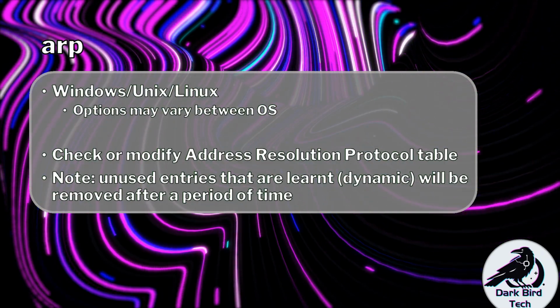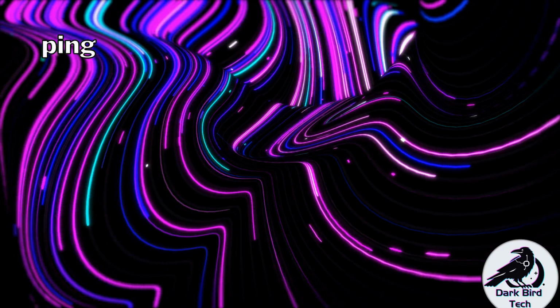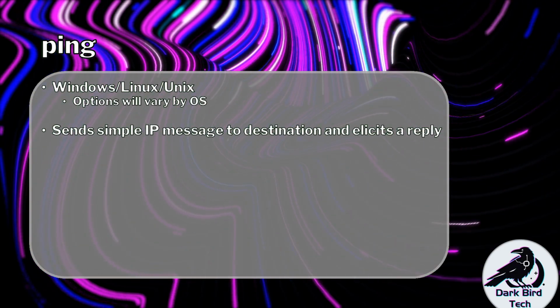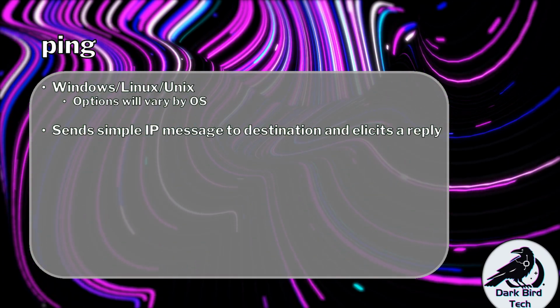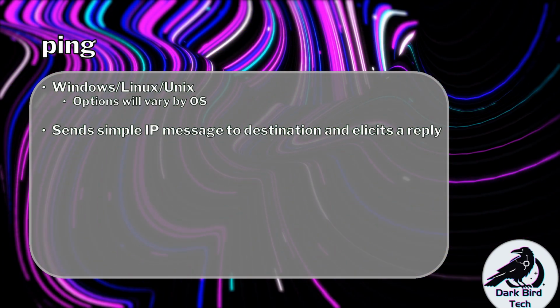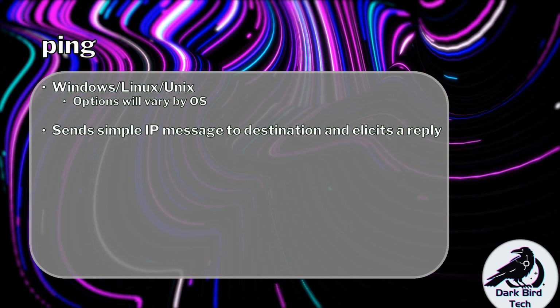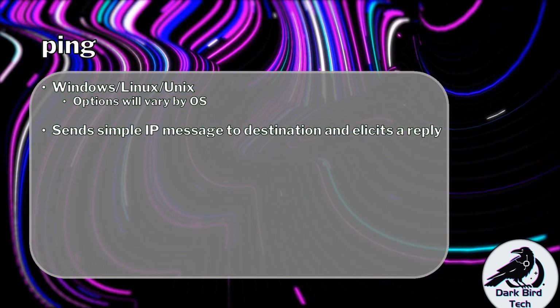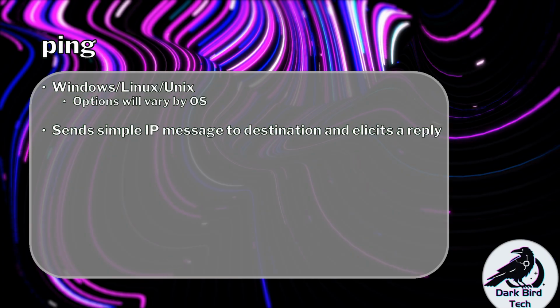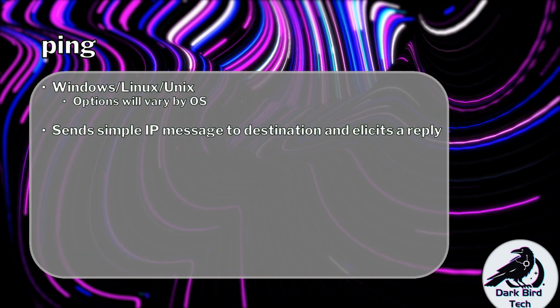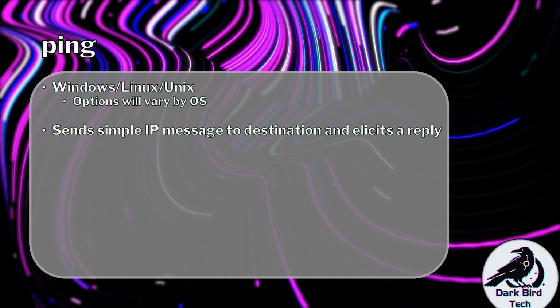And then we've got the one that everybody's waiting for, ping. Ping is available on Windows, Linux, and Unix systems, and again, the options and behavior will vary by operating system a little bit. But what it does is send a simple IP message to the destination that elicits a reply. Strictly speaking, ping utilizes a layer 3 protocol called ICMP, or Internet Control Message Protocol. When you send a ping, you are sending what's called an ICMP echo request. The recipient will reply to you with an ICMP echo reply. It's basically just an empty message going hello, and the recipient goes hello back to you.